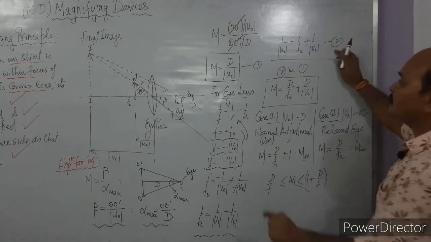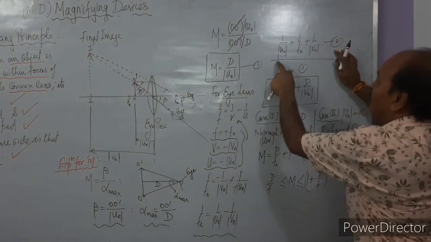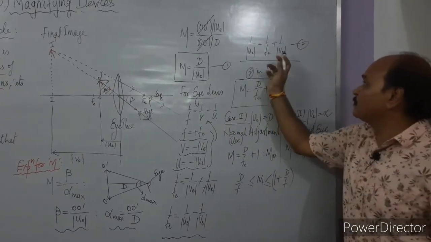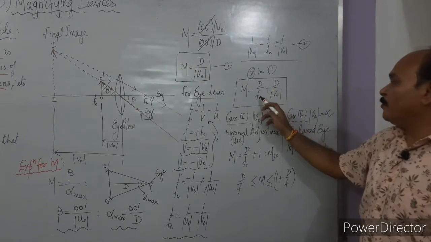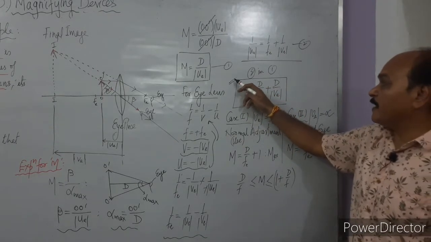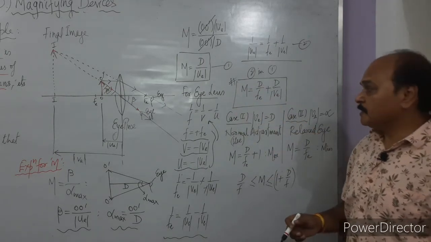And if we substitute this 2 in 1, what do we get? For 1 upon UE, we write all this. So let us multiply D with this. If we substitute 2 in 1, we get M as D upon FE plus D upon VE. This is the general expression of M, that is magnification for a simple microscope.